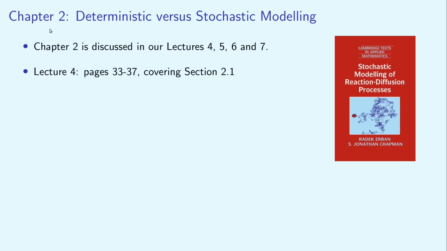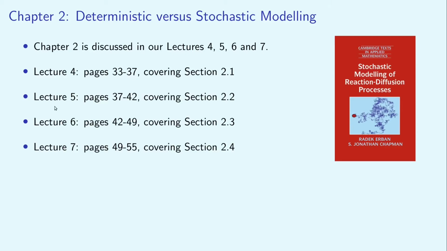In this lecture, we will start with our discussion of Chapter 2, which is focusing on differences between deterministic and stochastic modeling of chemical reaction systems. Chapter 2 will be discussed in 4 videos entitled Lectures 4, 5, 6, and 7. This lecture, called Lecture 4, will cover Section 2.1, while the following lectures 5, 6, and 7 will cover the remaining sections of Chapter 2.